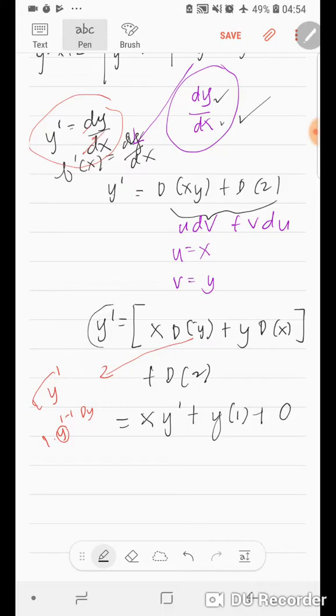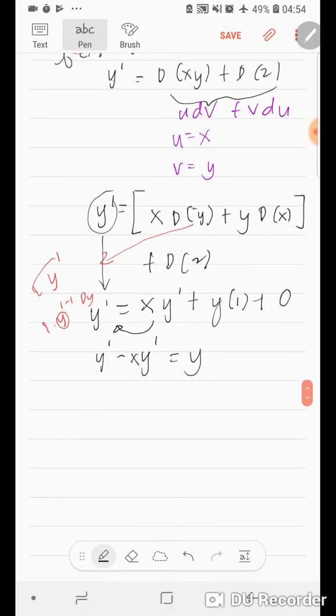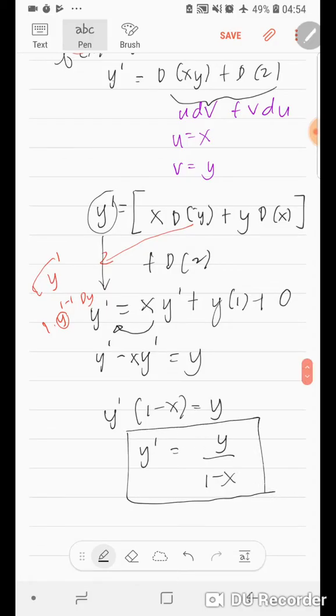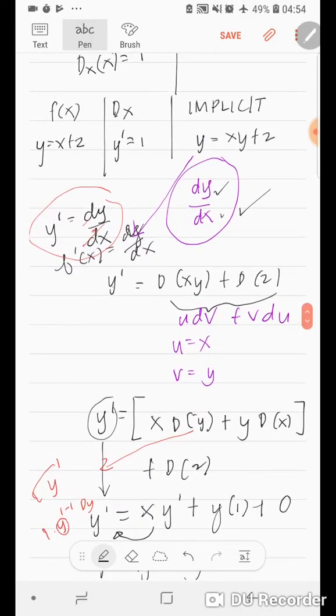So we should not forget as well that this y prime here is also equal to, we just have to copy that. So y prime is equivalent to xy prime plus y. Then we can move it here or transpose to this side. Let's go to y. We can factor this. 1 minus x is equal to y. Then y prime is equivalent to y over 1 minus x.